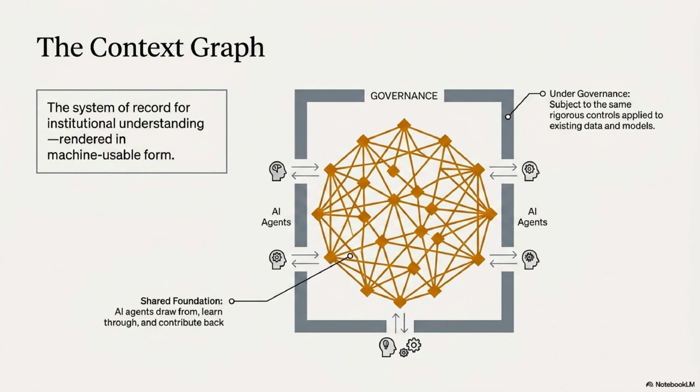That's the asset. Today, most of that asset is scattered in systems, in documents, and in the heads of long-tenured staff. Latent. Hard to use. The thing that turns it into operating infrastructure has a name. A context graph. A context graph is the system of record for how your institution understands itself. Your data, your procedures, your controls. Rendered in a form an AI system can actually use. It's the shared foundation every AI agent and copilot draws from, learns through, and contributes back to. And this is the part that matters. It sits under the same governance you already apply to data, to models, to change. We'll earn that word governance across this series.